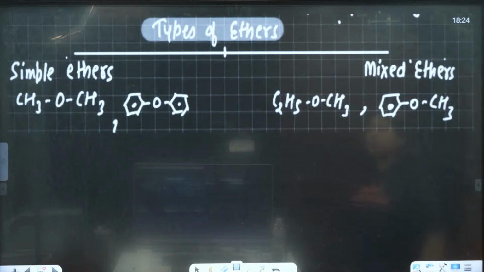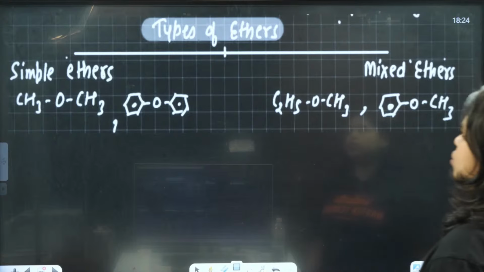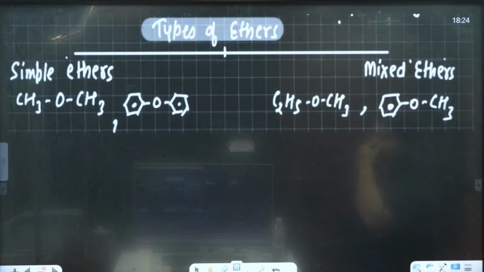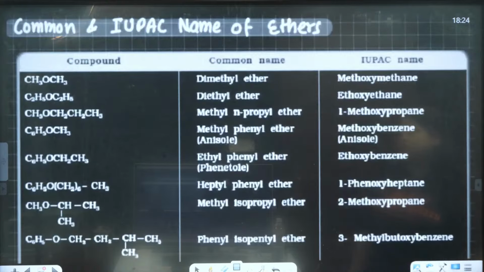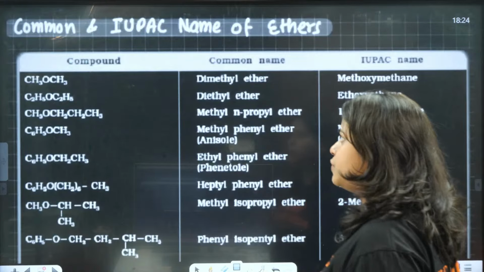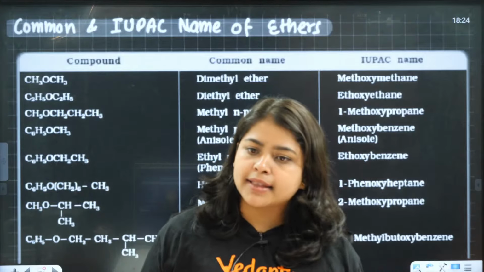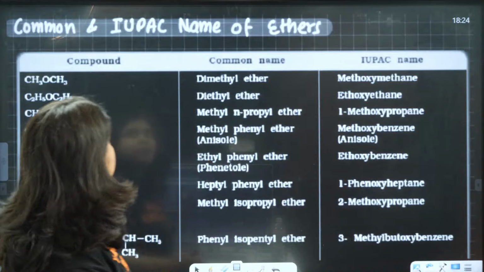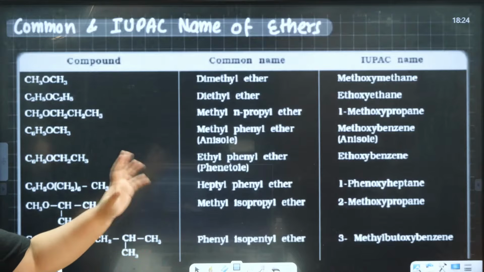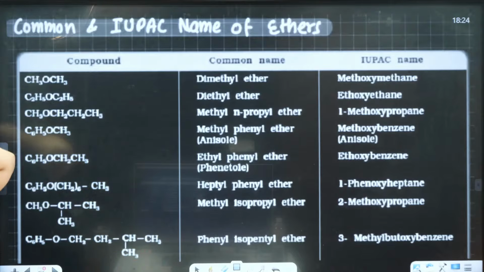Next comes types of ethers. That is simple ethers. That is CH3OCH3. Okay. In the mixed ethers are going to be also formed. Types of ethers nalli simple ethers irutte and mixed ethers irutte, and common and IUPAC names of that ethers also, like how we had studied about the alcohols starting nalli. So adhe tara we have for the ethers also. Okay. Same compound name, common name matte IUPAC name. Clear? Compound name, IUPAC name and common name for those things.